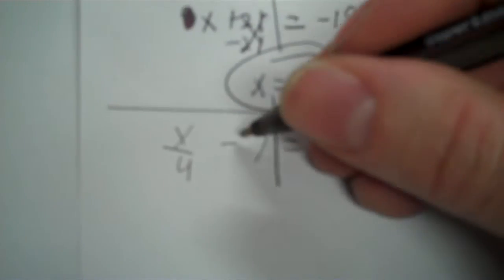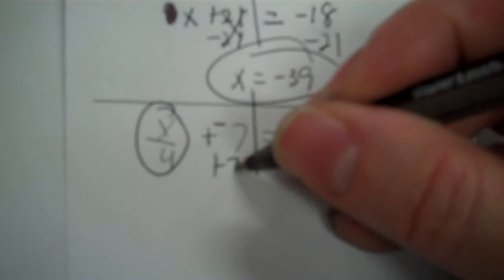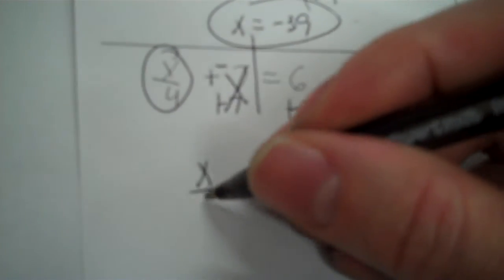Okay, what do we got going on over here? Well, x divided by 4 minus 7 equals 6, okay? So the operations are divide and minus, plus negative. You want to circle divide just like you do with times. So you add 7 to each side. 6 plus 7 is 13.